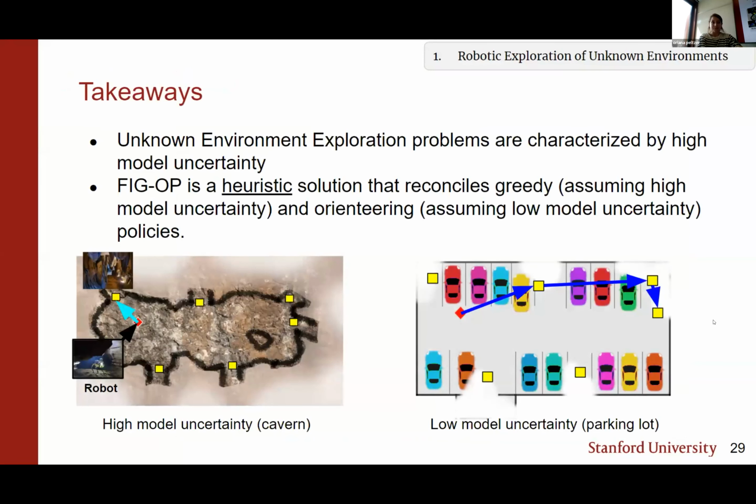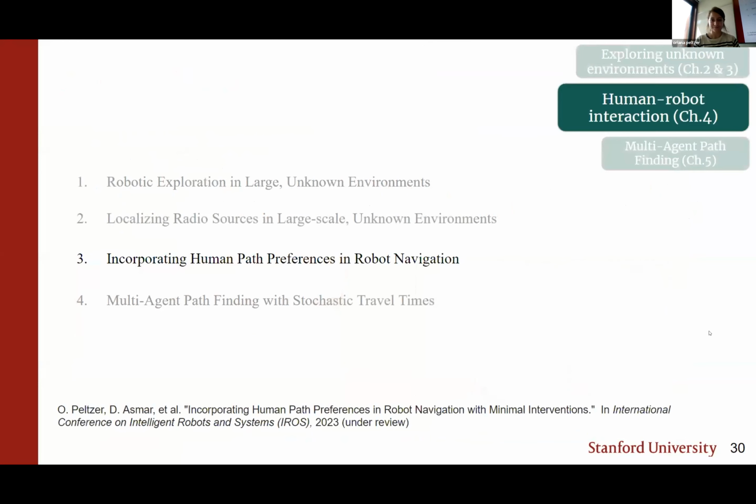As a takeaway, we looked at the unknown environment exploration column. We saw that it was characterized by a very high amount of model uncertainty, and we proposed this heuristic path planning solution to reconcile greedy and orienteering policies. Okay, so now I'd like to move on to the second part, which is incorporating human path preferences in robotic navigation.